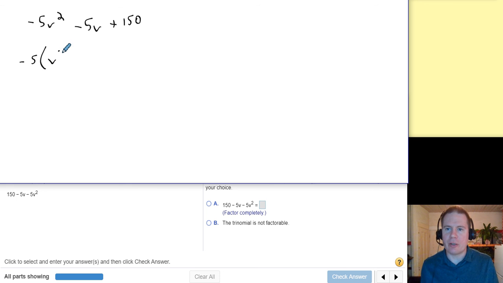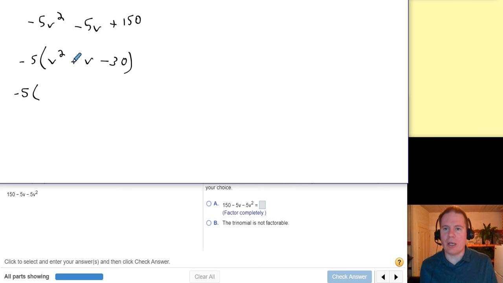Negative 5 times v squared is negative 5v squared. So this is now a positive v squared. Negative 5 times v is negative 5v. In order for this term to be negative, it's got to be negative times a positive. So this term becomes positive 1v. Now, in order to get a positive 150 here, it's got to be negative times a negative to get positive. 5 times 3 is 15, so 5 times 30 is 150.